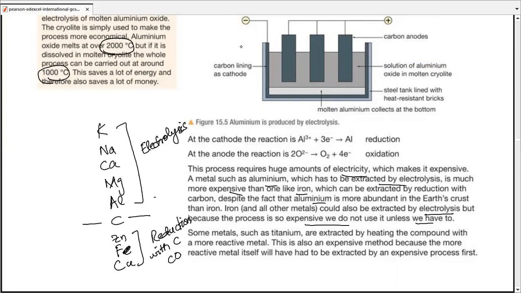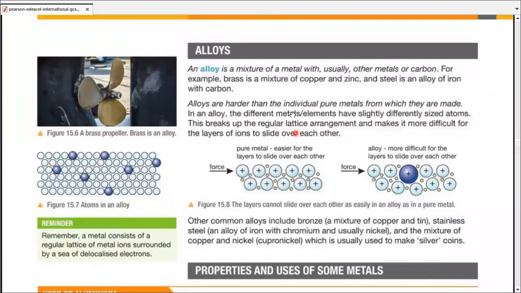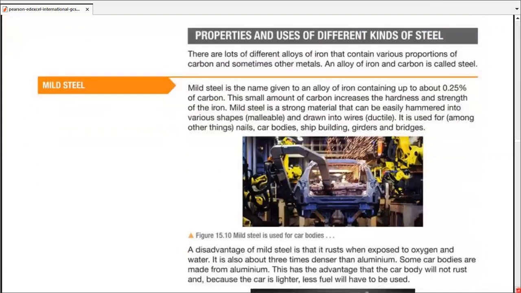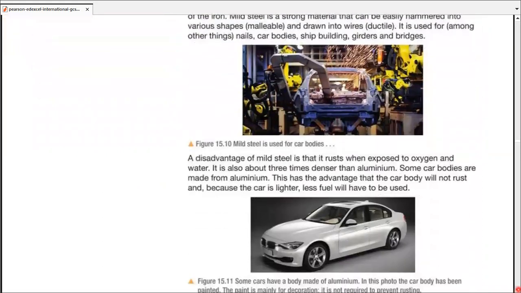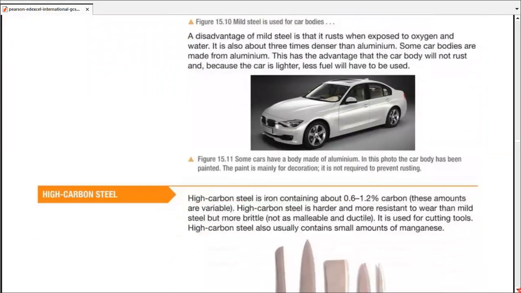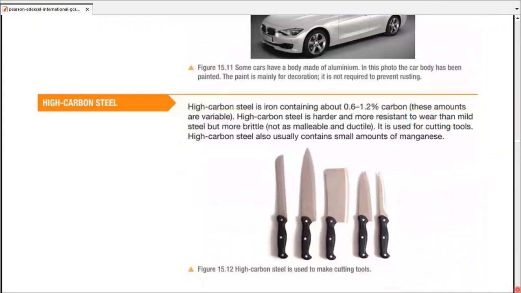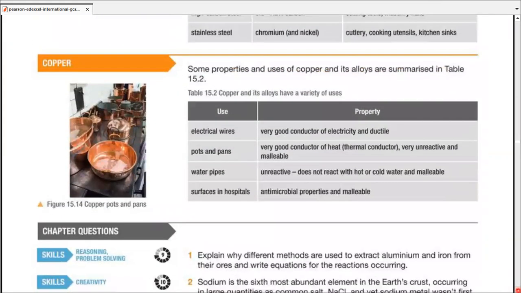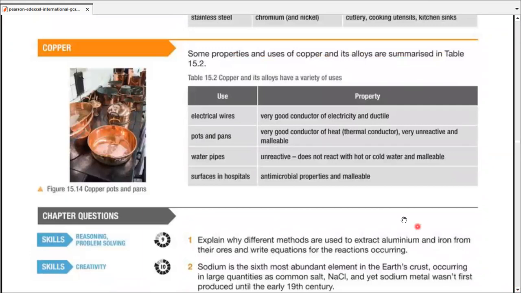So moving on. Alloys. I think alloys are pretty easy. Would you like me to revise it? No, alloys are simple. Pretty simple. Mild steel, high carbon steel, stainless steel, copper and its alloys. Yeah, this finishes the chapter.